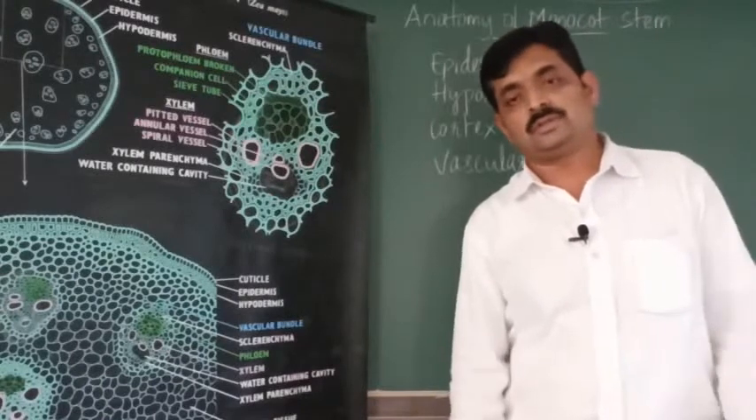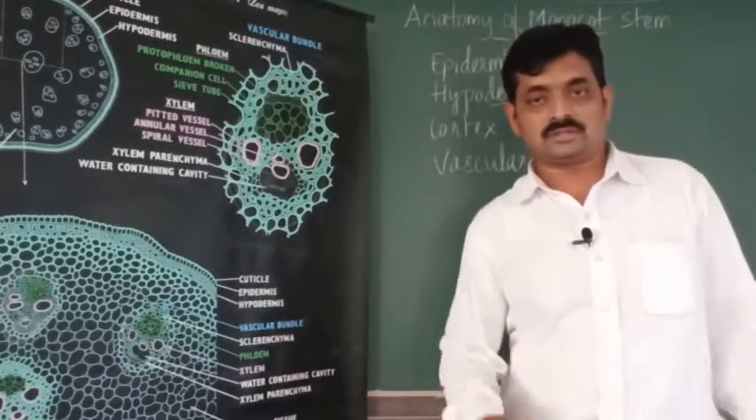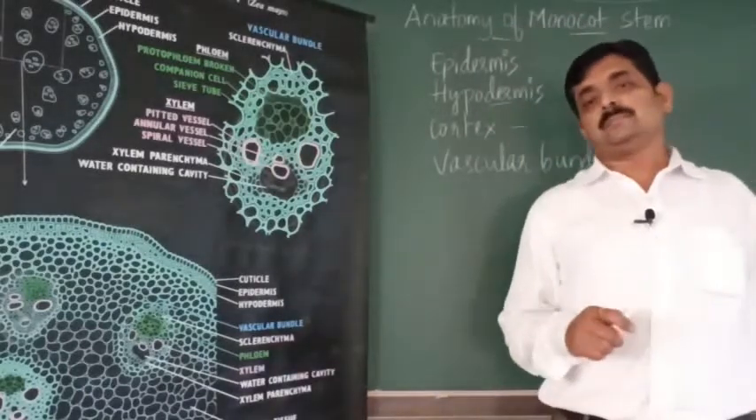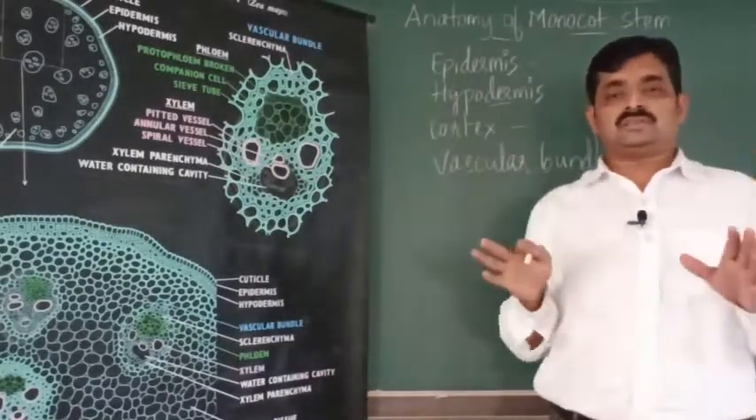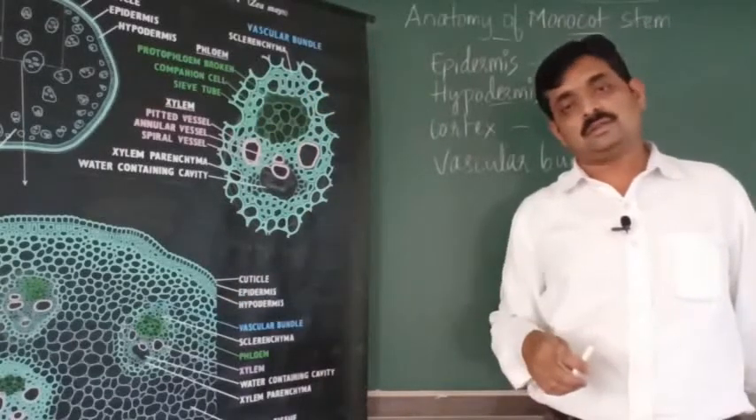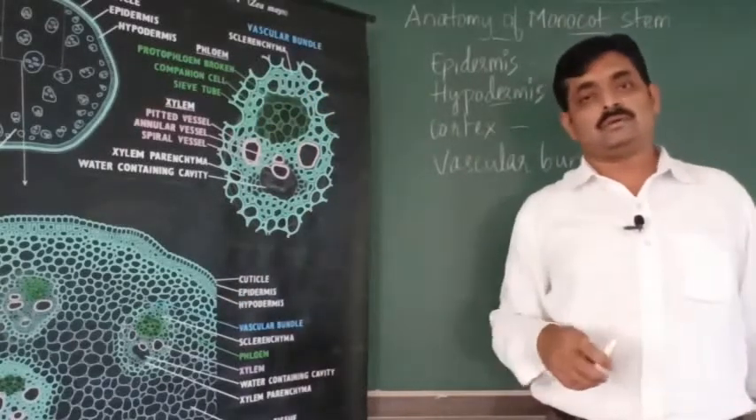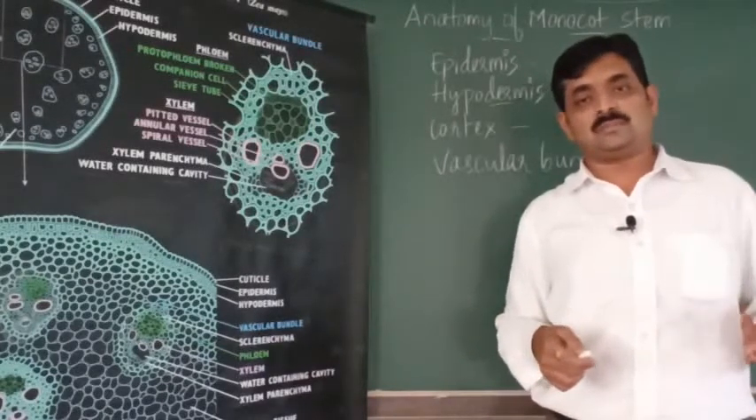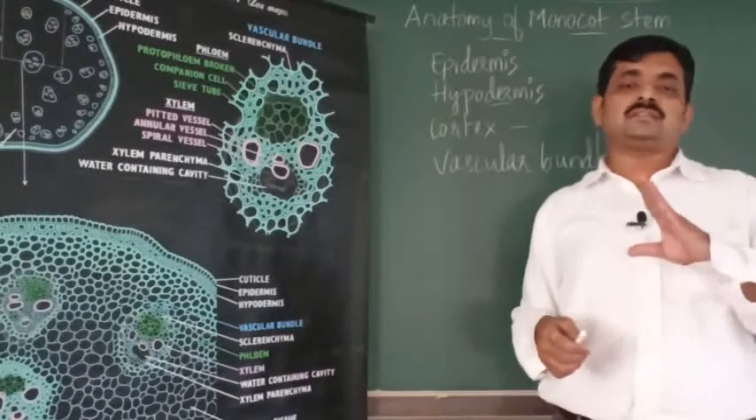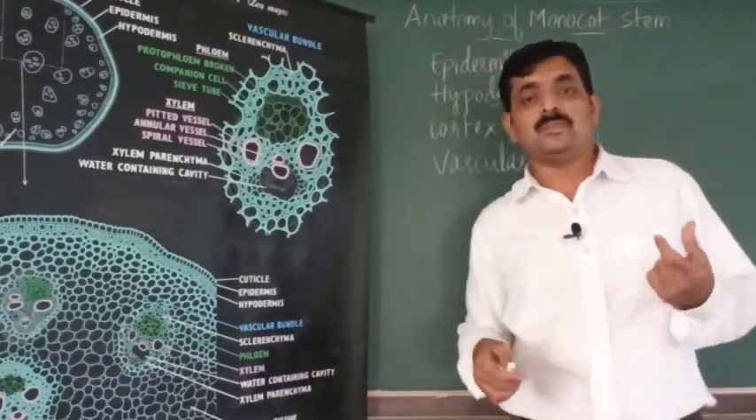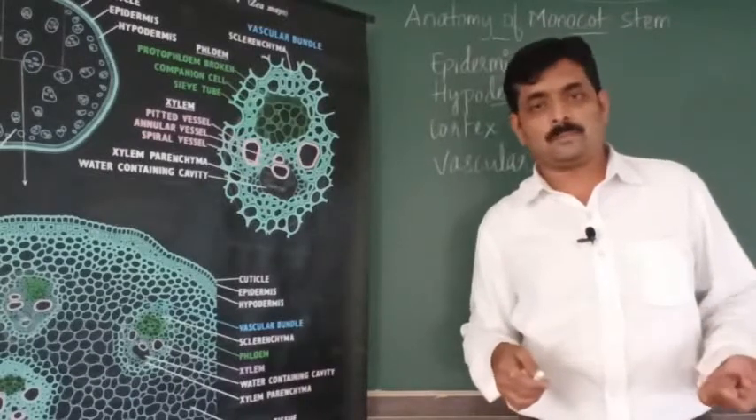Hello students. So in this video we will discuss the anatomy of monocot stem. So monocot stem, in its anatomy, shows the following details. For monocot stem, we are taking the example of maize. Its botanical name is Zea mays. When you take the transverse section or TS of maize stem or monocot stem, it looks like this.